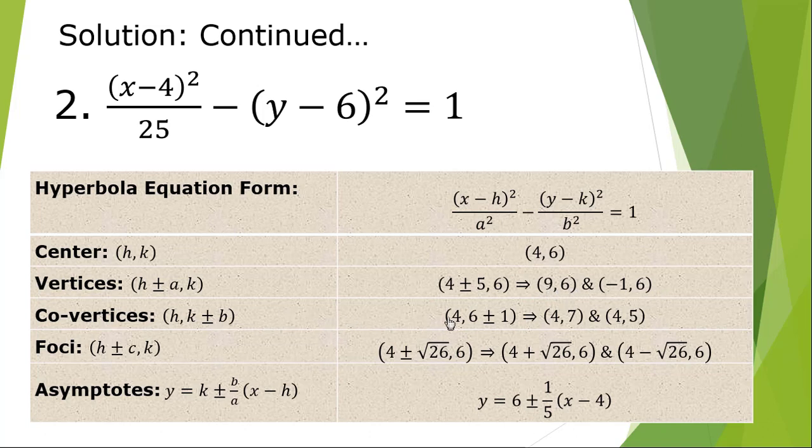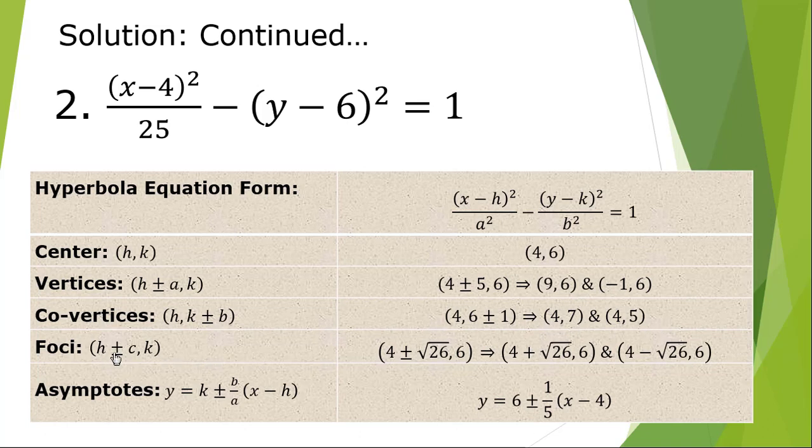For the co-vertices, we have h, which is 4, and k is 6, plus or minus b is 1. So we have it here. Simplifying, we copy 4, then 6 plus 1, 7. Then another one is copy 4, and then 6 minus 1 is 5. So the coordinates of the co-vertices are at points 4, 7, and 4, 5.